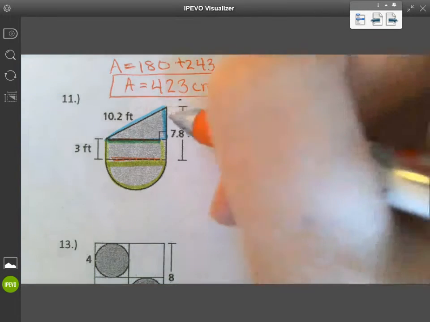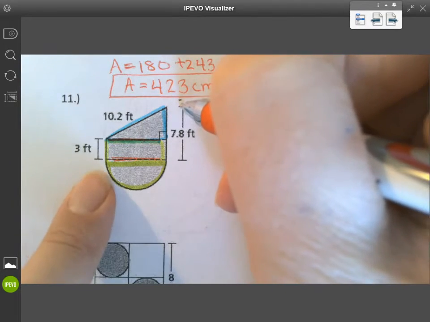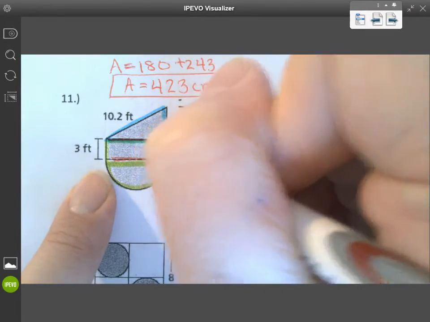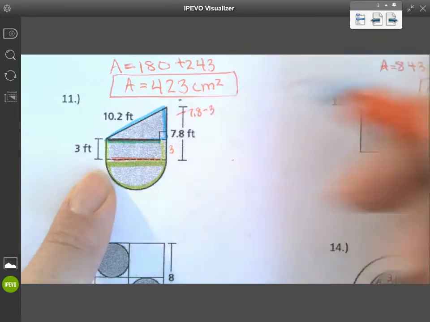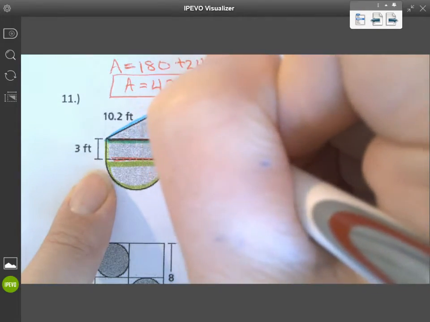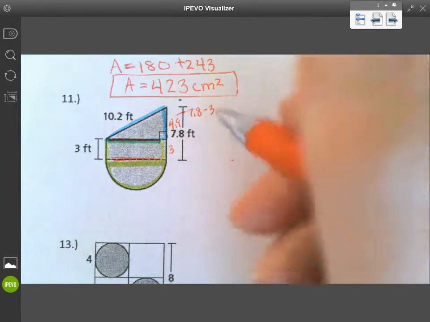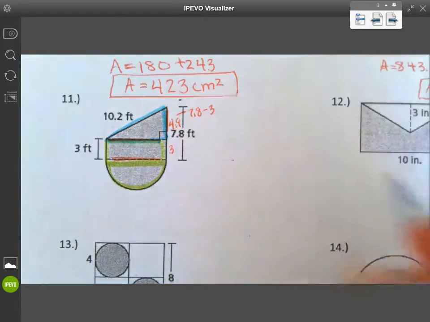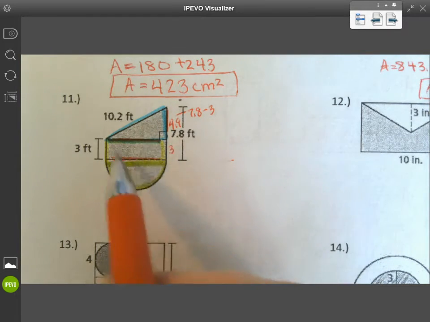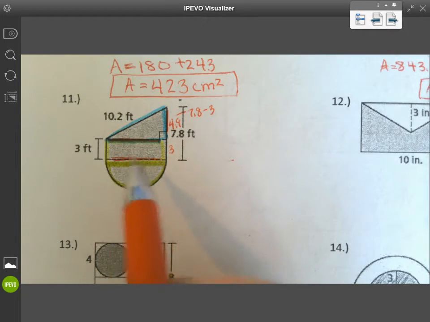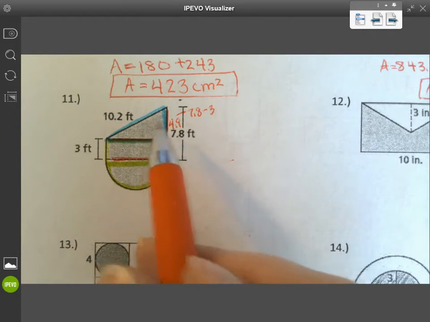Okay, now I do need this. This one's not bad. If this whole thing is 7.8 and this piece is 3, wouldn't this just be 7.8 minus 3? So this piece is 4.9. So in my triangle, this height is 4.9. What I need is the base. I have to use the triangle to get that. There's not any other information to get it from the rectangle or from the half circle. So I'm going to have to use my triangle.